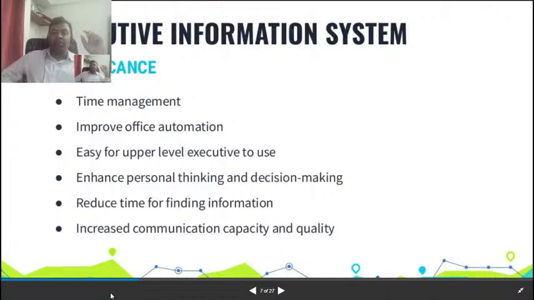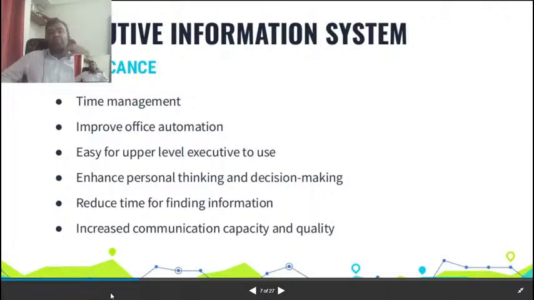We will come to know what the advantage of accepting this thing is, and we will also come to know what the disadvantage of accepting a particular thing is. So that will lead to comprehensive decision making. Okay. Once you are aware of the advantages and disadvantages of a particular decision, that will ensure you have a better decision making process. Reduce time for finding information.